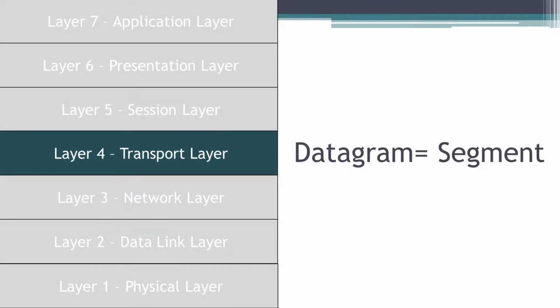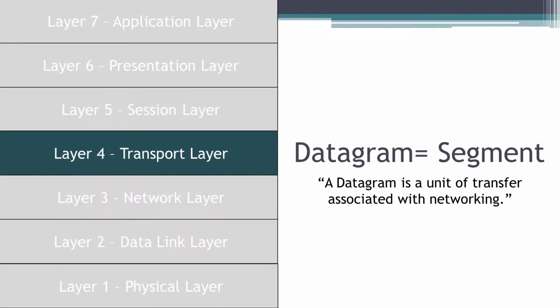At layer 4, the datagram is known as a segment. A datagram is essentially a unit of transfer that is associated with networking.